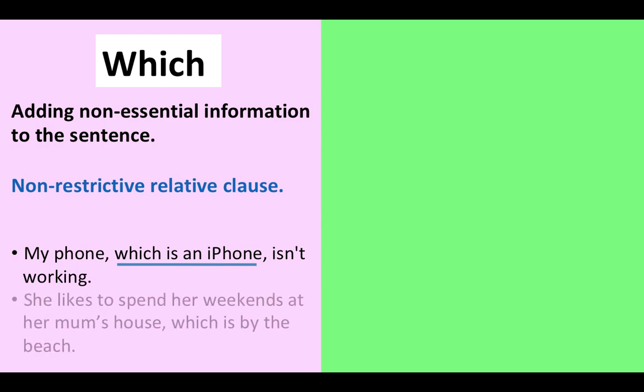Another example is, she likes to spend her weekends at her mum's house, which is by the beach. Again, in this sentence, we can remove the clause, which is by the beach. This is extra non-essential information, and we can still understand the meaning of the sentence.